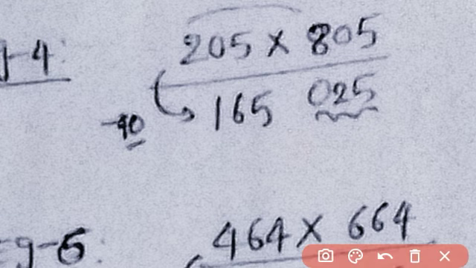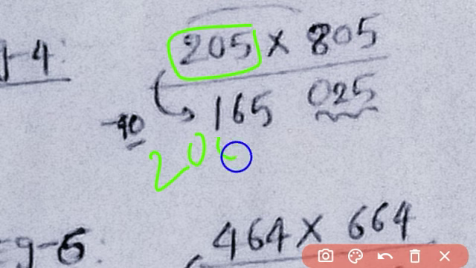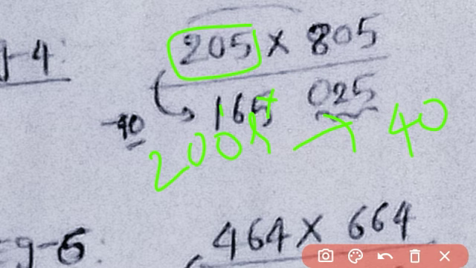How will you get 40? Assume you have 205. Assume it as 200s. You have to subtract 40 from it. How will you get 40? 200s into 2, the same number you have to multiply. 200s into 2 divided by 10. You will get 40.